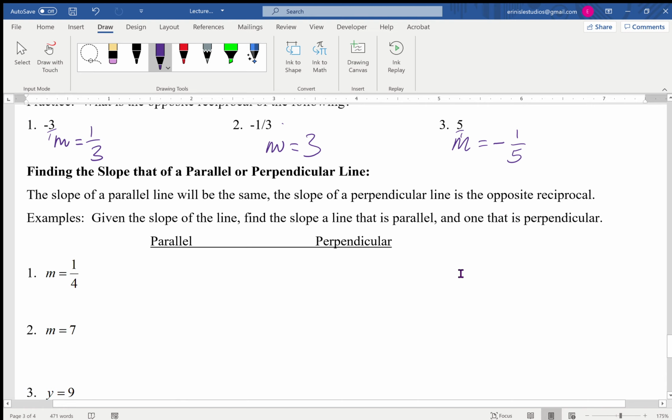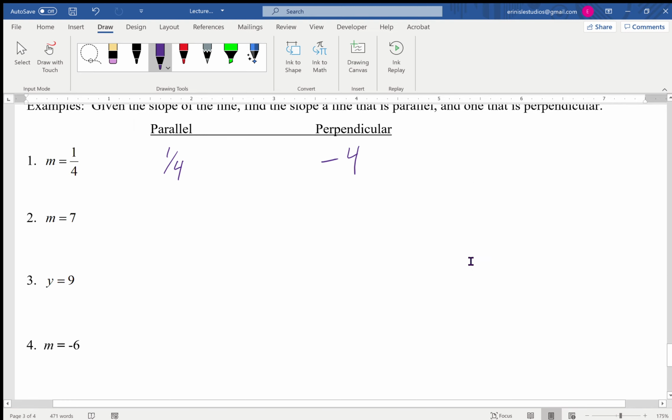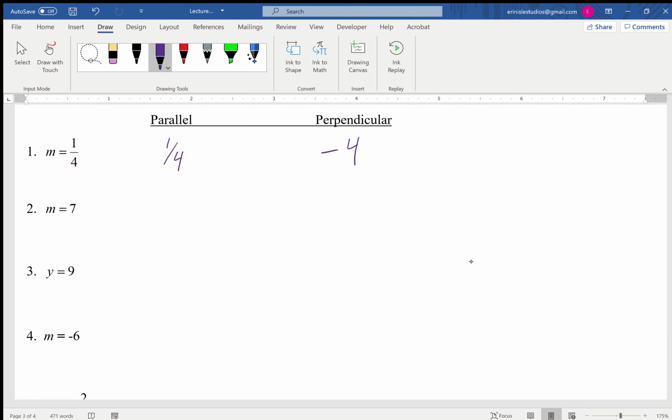Okay, slope of a parallel line is the same. Perpendiculars, negative reciprocals or opposite reciprocal. Given the slope of the line, find the slope of a line that is parallel and one that is perpendicular. So, parallel, it's exactly the same. Perpendicular, flip the sign, flip the number. All right, parallel, exactly the same. Perpendicular, flip the sign, flip the number.